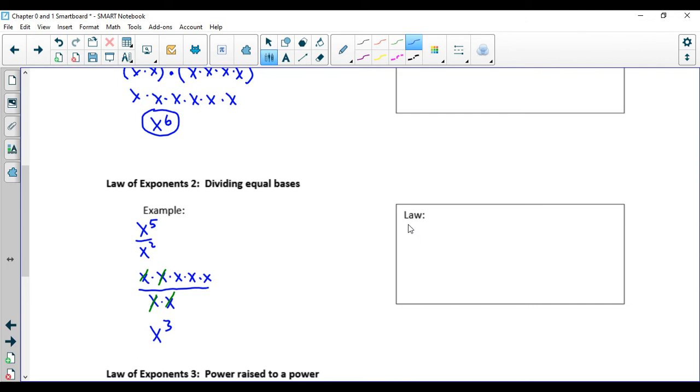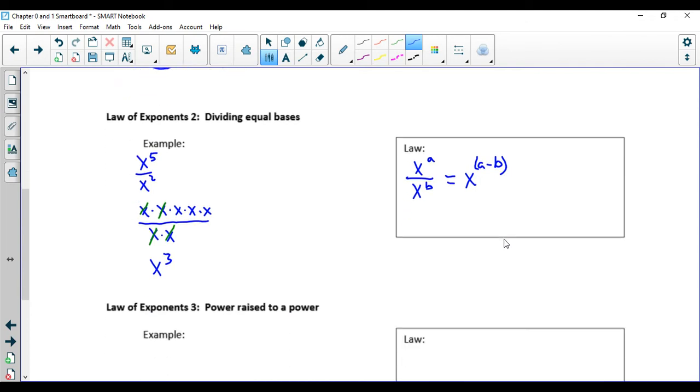And so our second law of exponent, in more general terms, is x to the a power divided by x to the b power. So again, notice the bases are the same. I can make that into a single base of x by subtracting the exponents. So x to the a minus b power.